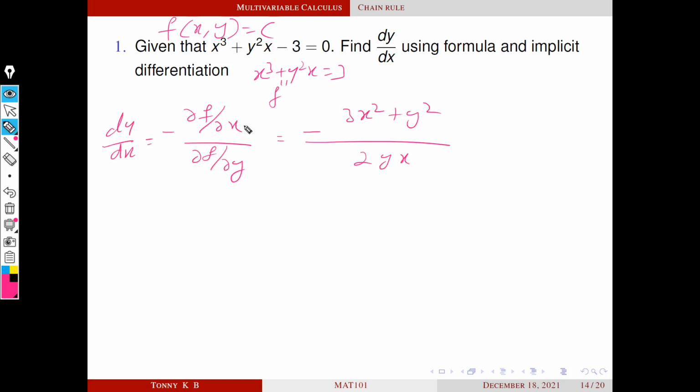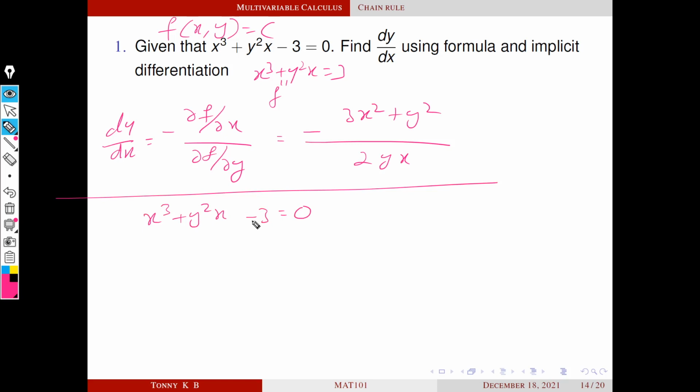This is the formula for evaluating dy/dx. Then you can easily find ∂f/∂x. What is ∂f/∂x? 3x square plus y square. Similarly, what is ∂f/∂y? That is 2yx. That's all. Next, we are going to verify this result by differentiating this expression directly using implicit differentiation.